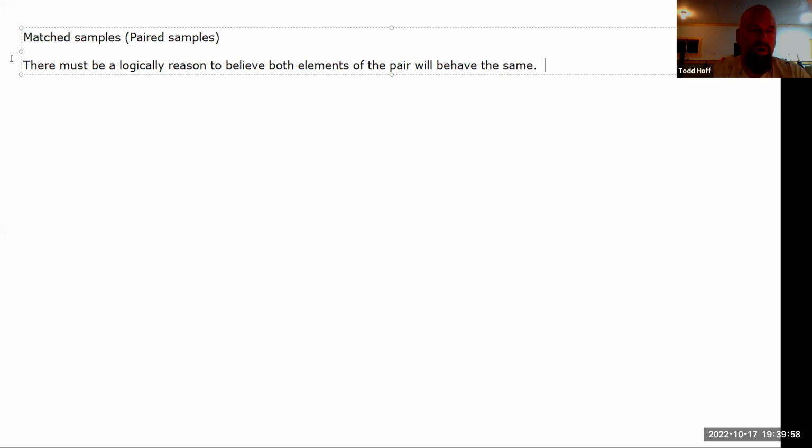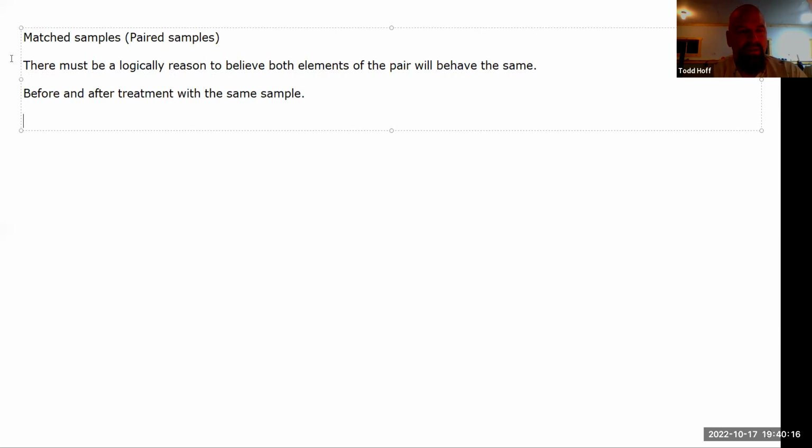So what is more often done is a before and after treatment with the same sample. So we might test a group of employees to see how fast they can complete a task, and then give them a certain training and then test them again and see if they've got faster after the training. That'd be a before and after test.